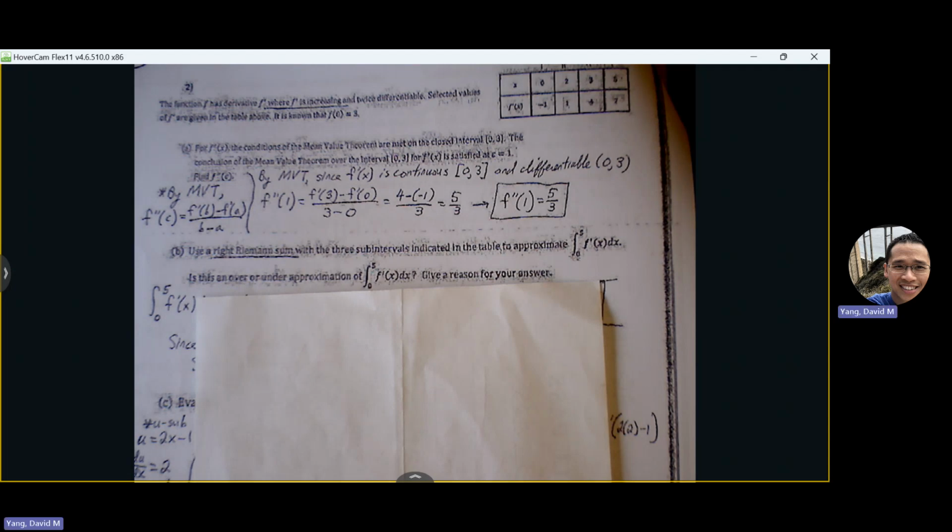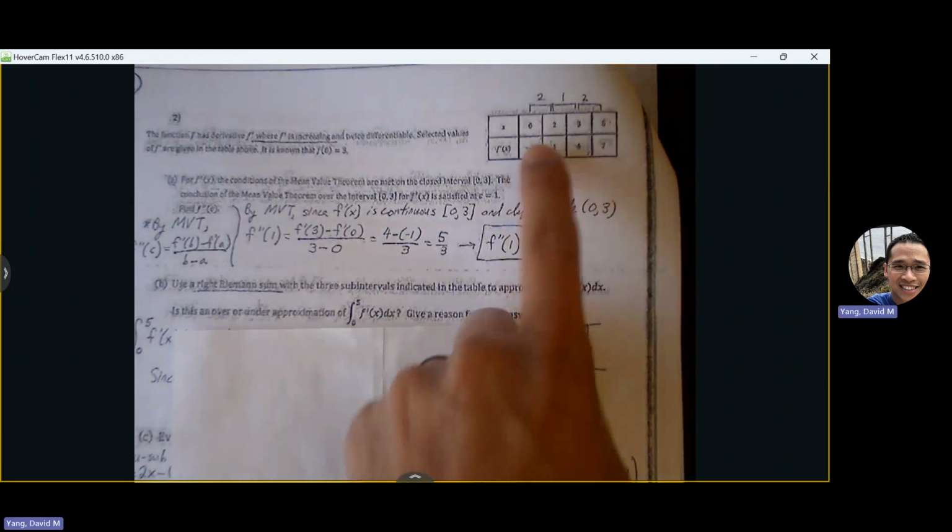Part B, write the Riemann sum. So we find the width component, we find the height component.